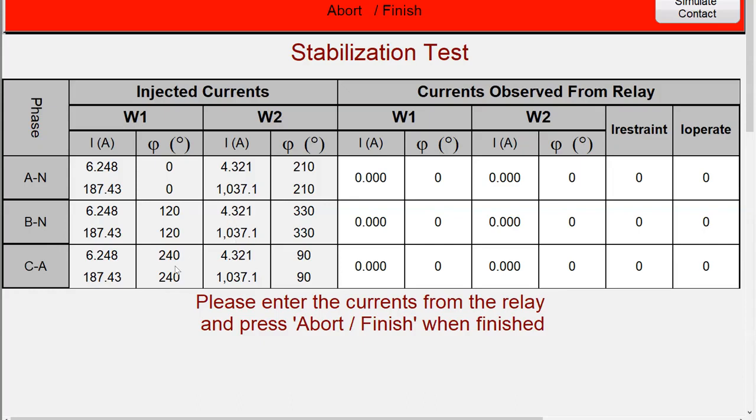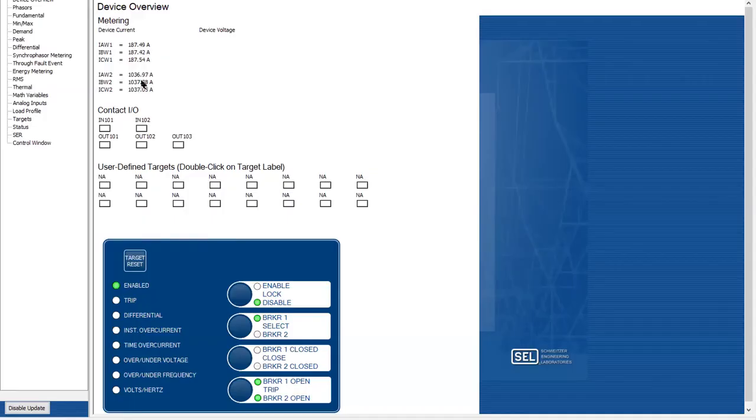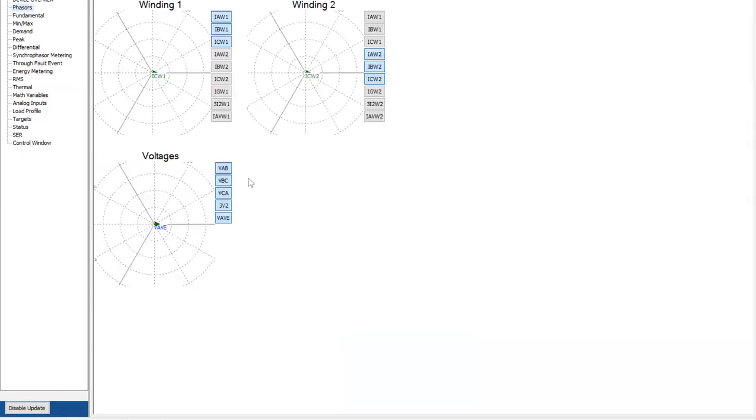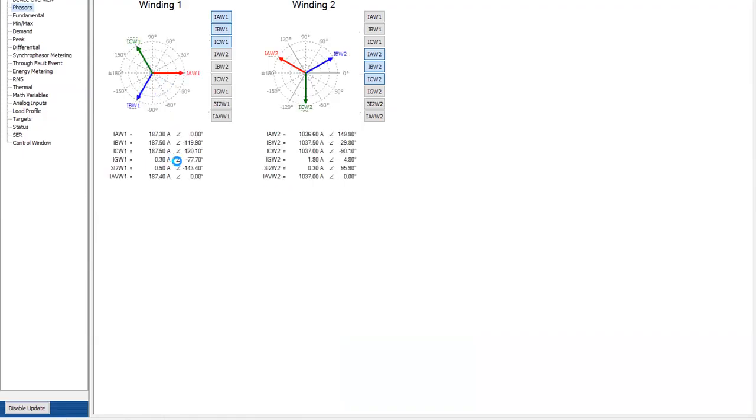these phase angles. So if you look at the magnitude here, the 187 matches what I'm expecting, and 1037. So the magnitude is good, and the phasors need to be checked as well. The phasors should be 120 degrees apart from each other, and they look correct based on what we are injecting. There is no differential trip or anything like that.